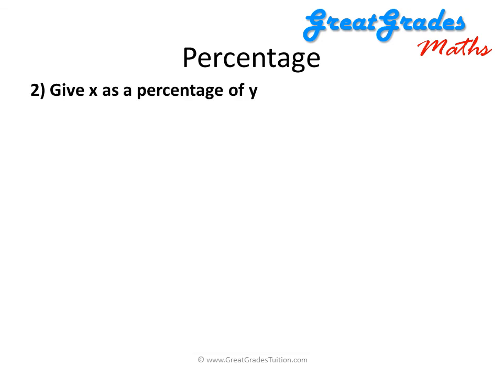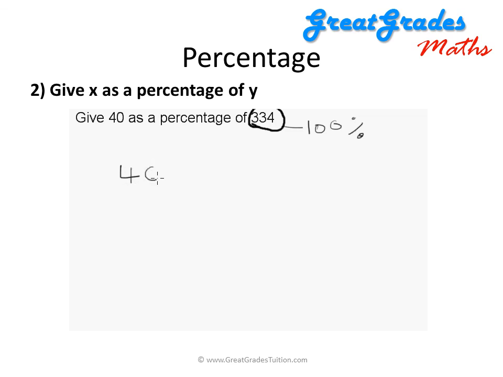So the second type of exam question that you could meet is to give X as a percentage of Y. So you could be asked, for instance, to give 40 as a percentage of 334. Now 334 is 100%, it's the whole. And what we have to do, we have to turn both of these numbers into a fraction. So the easiest way to do it is to take the 40 and to divide it by the 334.